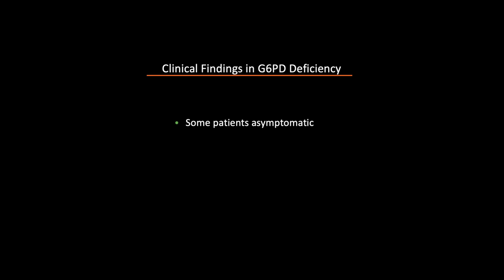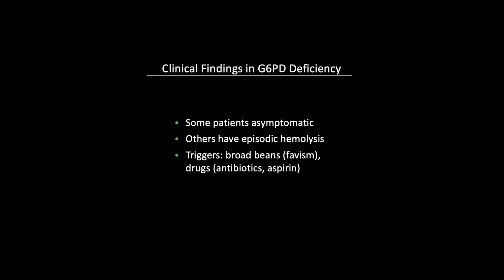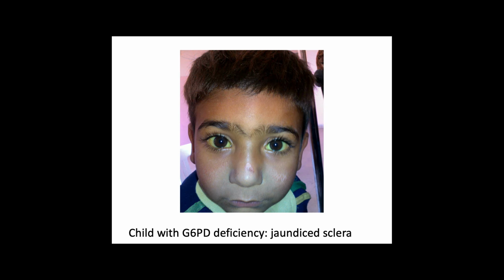So some of the clinical findings: some patients are asymptomatic. Others have episodic hemolysis. And there can be some triggers. For instance, there are some veggies called broad beans that can trigger this in some men. Drugs, some antibiotics, aspirin might be triggers. And then it can have spontaneous resolution. So you can see that jaundice is one of the outcomes of this deficiency.